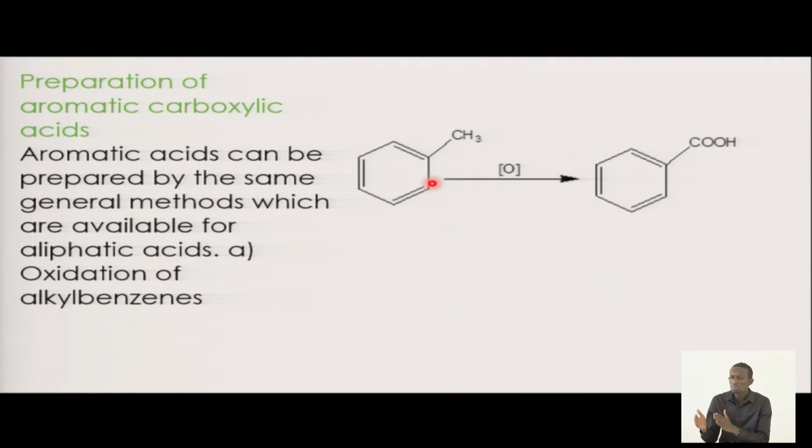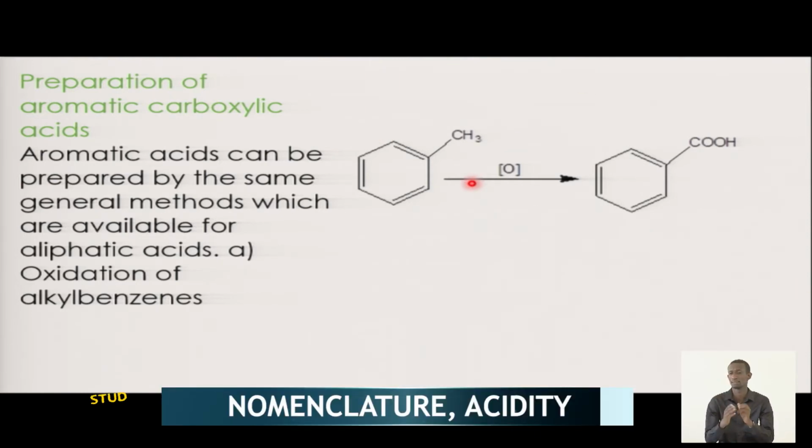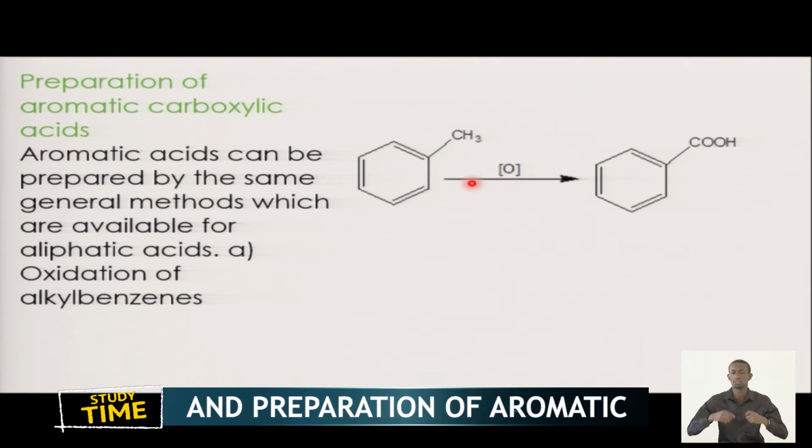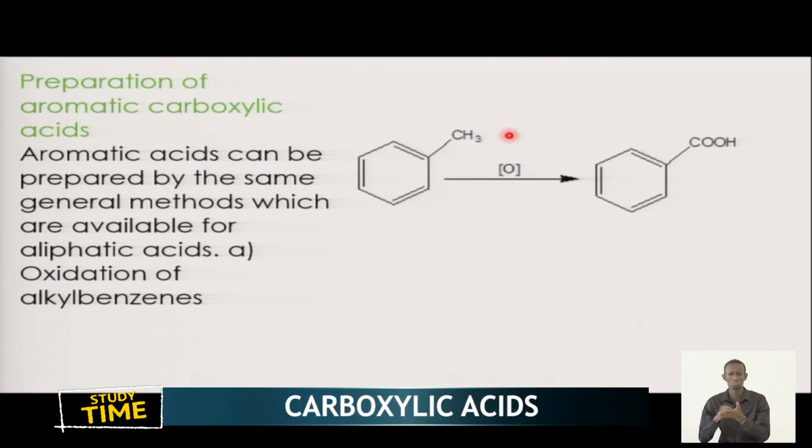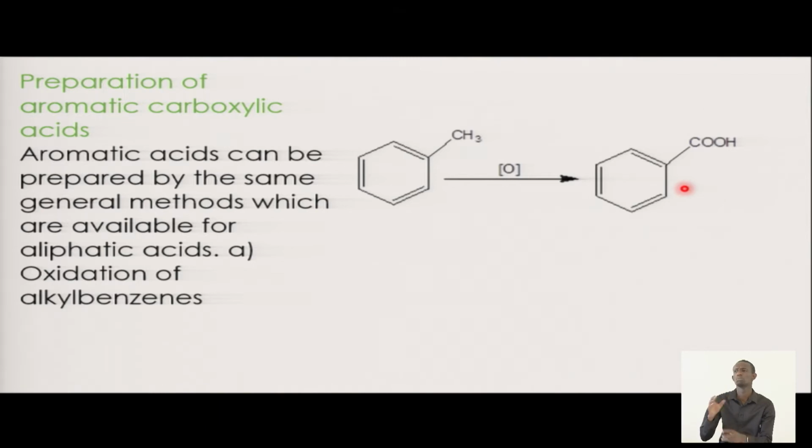Preparation methods. If you remember, the carboxylic acids that you talked about in Senior 5, the same methods are used, but there are a few differences that can happen. Mainly the first method, because we have talked about this one when we were talking about the reactions of benzene and methylbenzene, this reaction has been coming repeatedly. So oxidation of the alkyl benzene will take you to the benzoic acid.